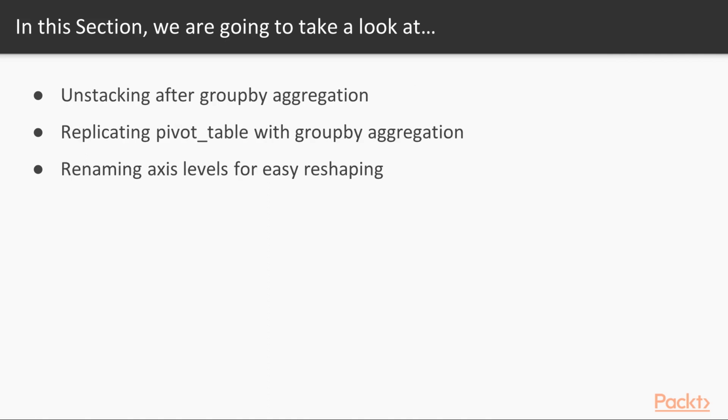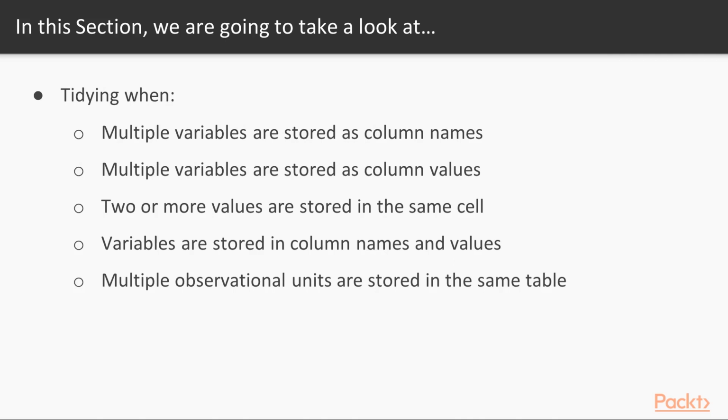Then we will replicate pivot table with a group by aggregation and rename axis levels for easy reshaping. We will perform tidying in multiple scenarios, for example, when multiple variables are stored as column names and values, when two or more values are stored in the same cell, when variables are stored in column names and values, and when multiple observational units are stored in the same table.